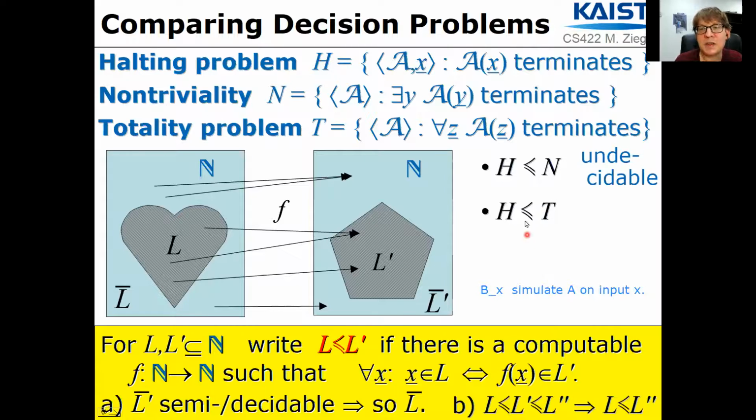For the same reason, if algorithm A on input X terminates, then the new algorithm will terminate on all inputs because it ignores its inputs. Whereas if the algorithm A on input X does not terminate, then the new algorithm BX terminates on no input. So again, we have a translation that converts positive instances to positive instances, now of the totality problem, and negative instances of the halting problem to negative instances of the totality problem. In particular, the totality problem is also undecidable.